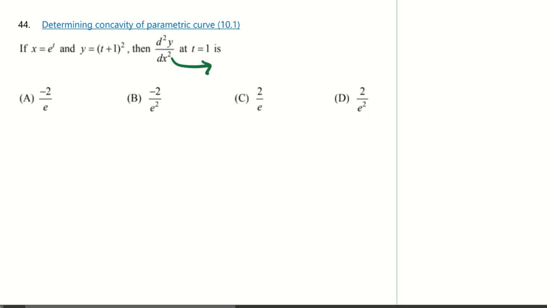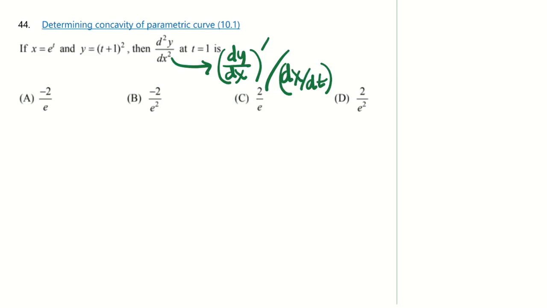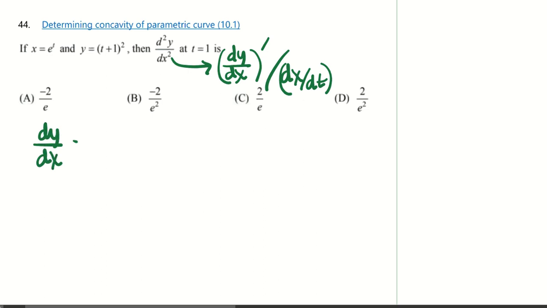So to find the second derivative of y with respect to x, we're going to take the derivative of dy/dx, and we're going to divide by dx/dt. That's pretty ugly, but I really didn't leave myself enough room. So I'm going to find dy/dx. So dy/dx is y prime divided by x prime.